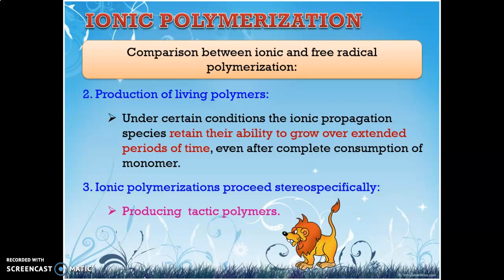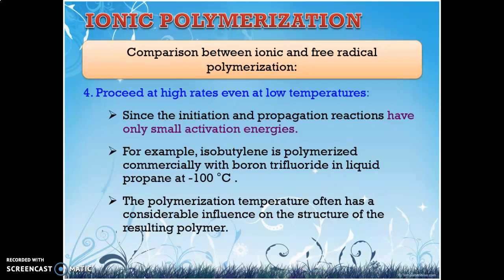So for example, living polymerization of styrene butadiene rubber. We can produce styrene butadiene rubber by living polymerization, which is produced with no termination by combination. Alright, third one, ionic polymerization proceeds stereospecifically, which is producing tactic polymer. So tacticity, which is isotactic, syndiotactic, and atactic. Okay. Fourth, proceed at high rates even at low temperature.